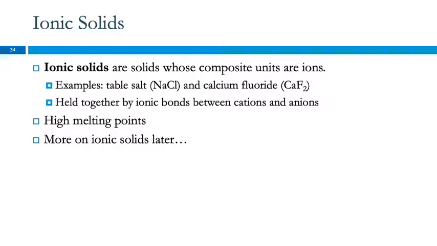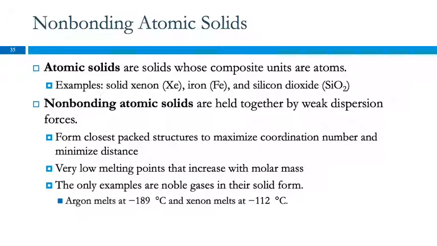Ionic solids, we've got the composite units being ions, things like table salt, calcium fluoride. Ionic bonds are holding these together. Ionic bonds are very strong, and so these are going to have high melting points, and we'll talk about this in more detail later. Atomic solids. So the units are atoms, not molecules or ions. Examples would be solid xenon, iron, or silicon dioxide.